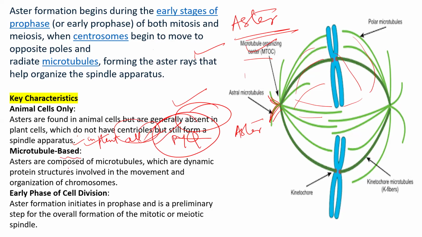Now, microtubule based, asters are composed of microtubules. Look at an image. Asters are found in animal cells. So, when it moves to the opposite poles, it radiates microtubules. These are called microtubules. So asters are composed of microtubules, which are dynamic protein structures involved in movement. What are the functions of the aster? Asters are composed of microtubules and help in the movement and organization of chromosomes.